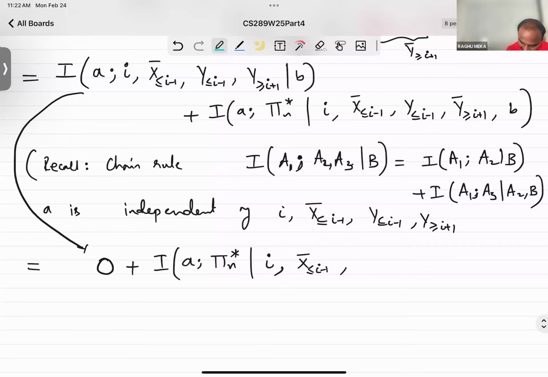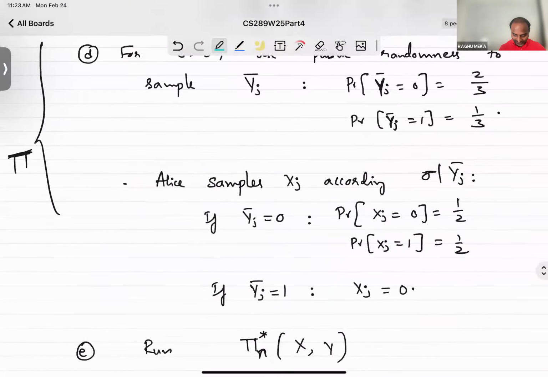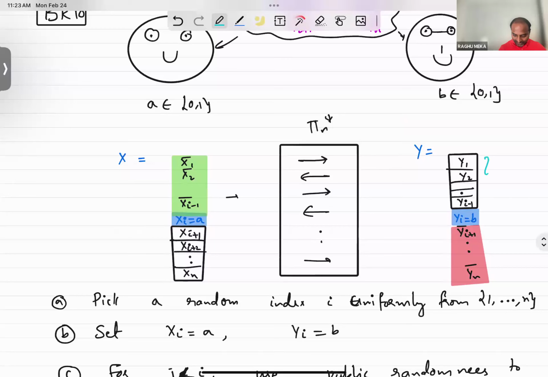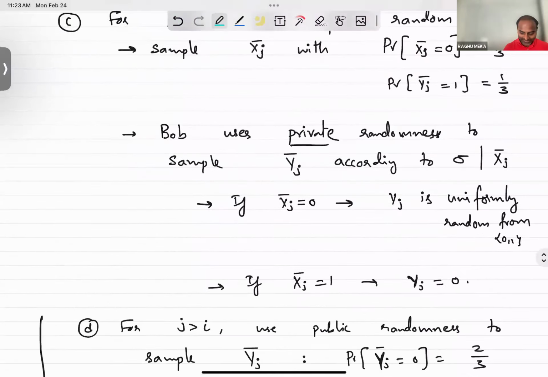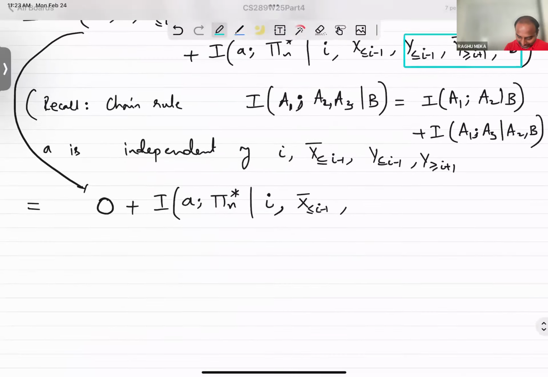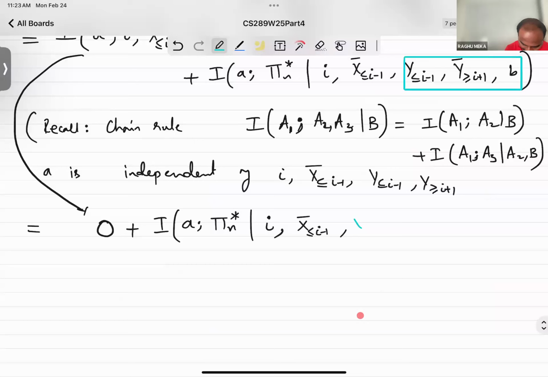And how about these three together? What are these three together? So I have y less than or equal to i minus 1. This part, I have y i plus 1 through yn. And then I also have b. So what are those three together? Y. Okay. So in some sense, we kind of simplified quite a bit, right? So we just have y. Okay.